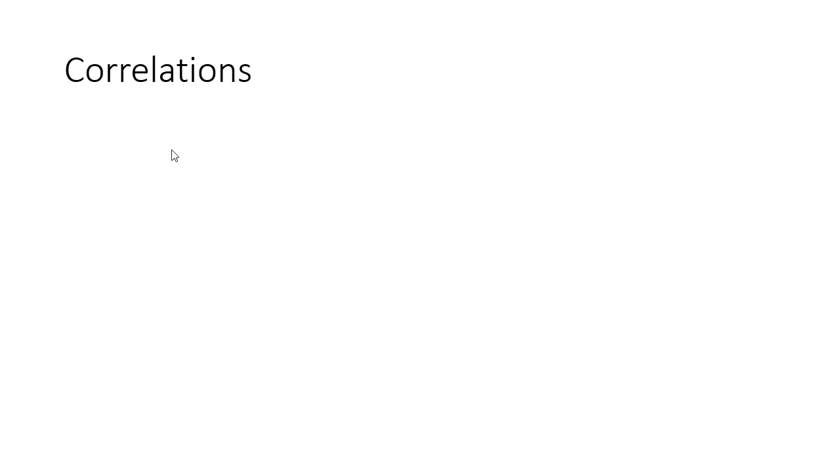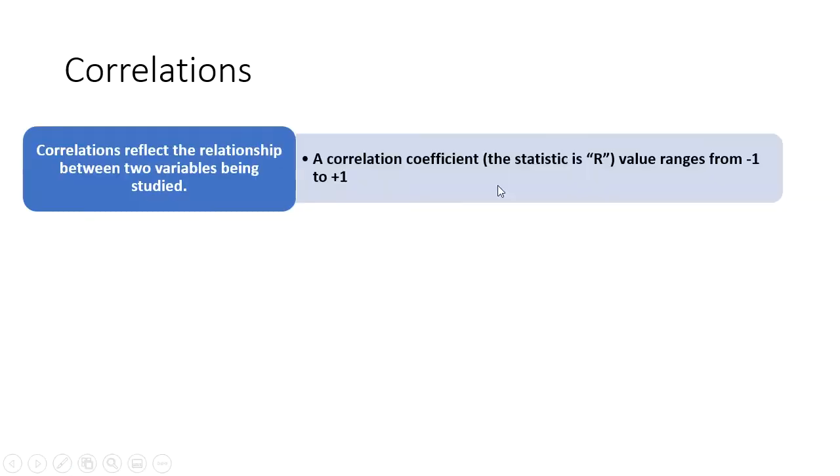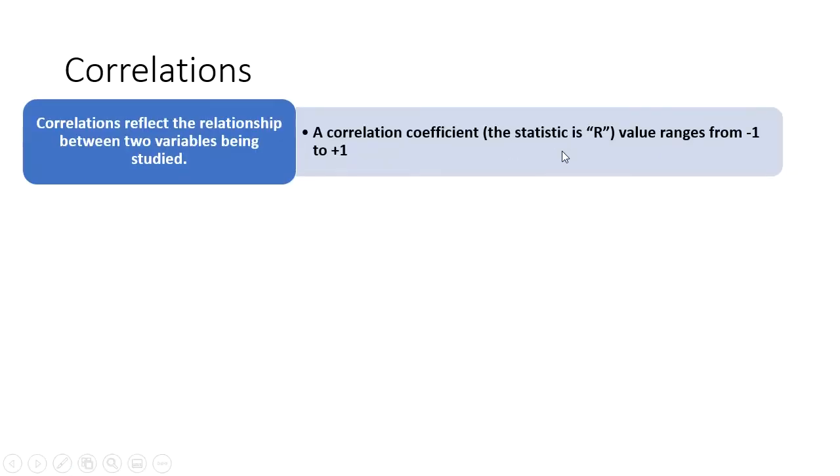So today we're going to talk about correlations. Correlations look at relationships between two variables, variable one and variable two. And the correlation coefficient is called a Pearson R, which ranges from -1 to +1. Values that are closer to -1 indicate stronger negative correlations, whereas values closer to +1 indicate stronger positive correlations.